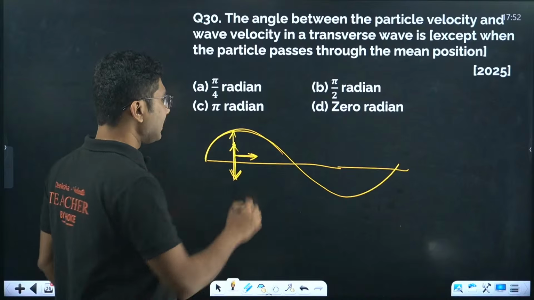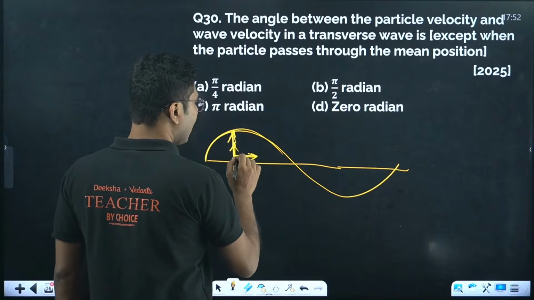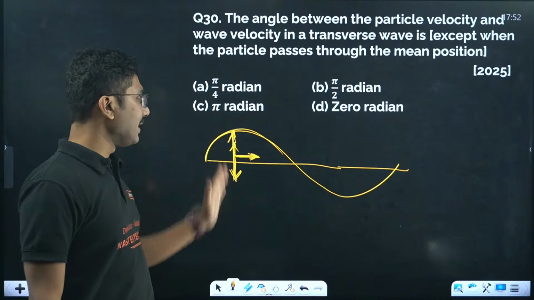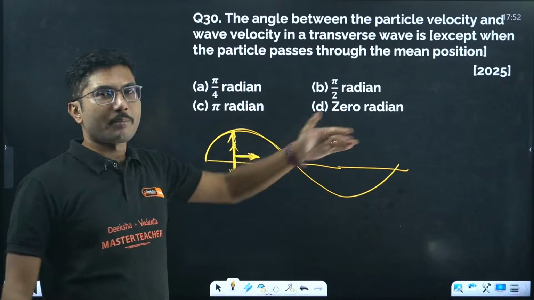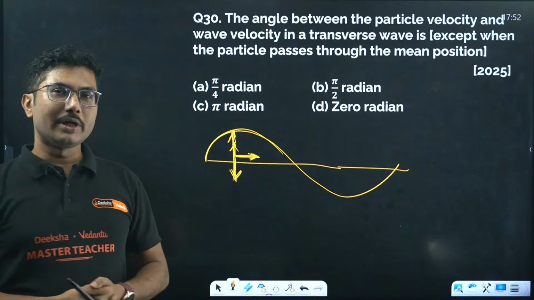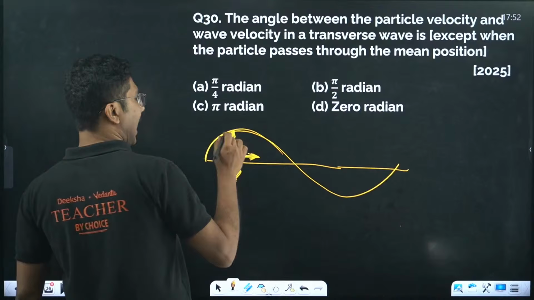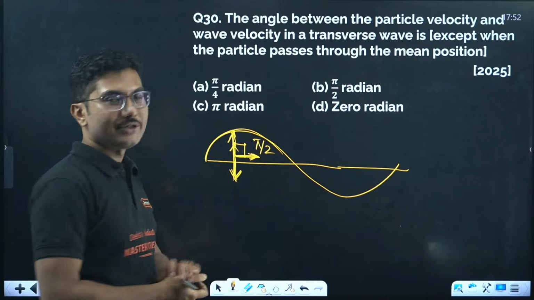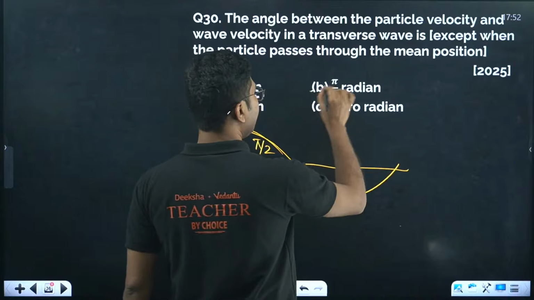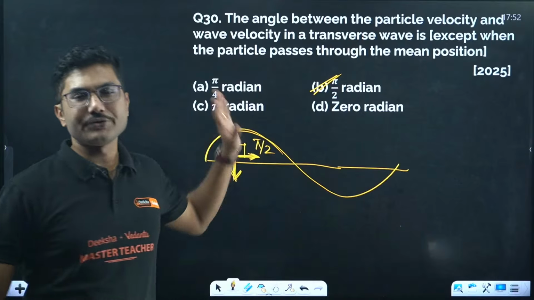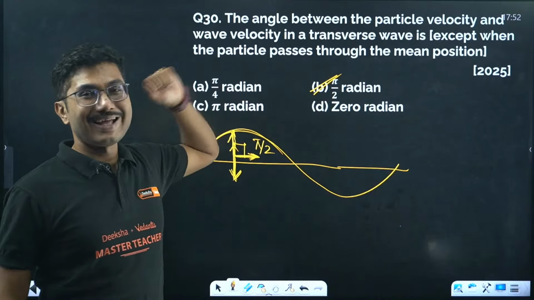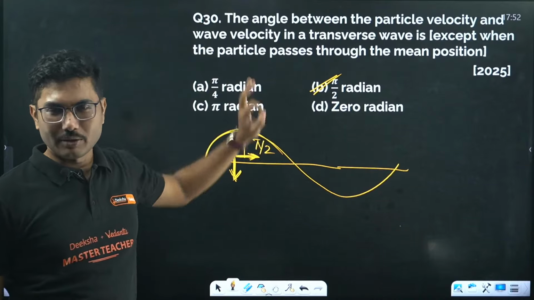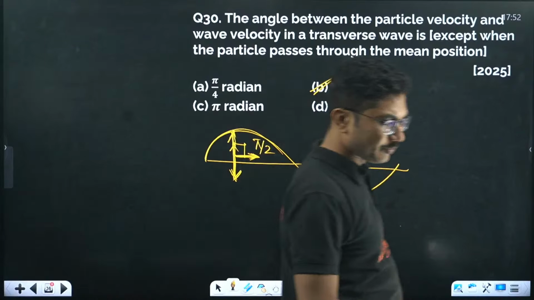Okay, so particles always vibrate in the perpendicular direction of the motion. Particles are vibrating like this, and the wave propagates in the perpendicular direction of this vibration. So the angle here is obviously 90 degrees, which is pi by 2 radian, option B. So if you just know this, you will be able to answer this question in less than 10 seconds. Okay, maybe 20 seconds if you waste a little time on thinking.